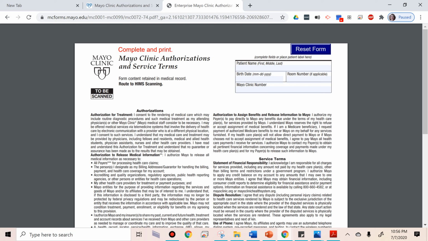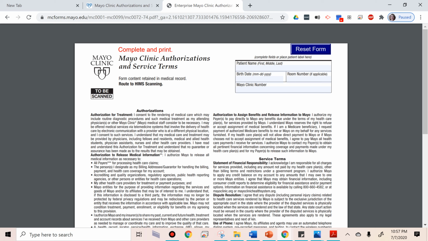But I want to show you what the Mayo Clinic Authorizations and Service Terms is that at least they gave us. And again, we didn't read because it was on a computer and we just signed a black pad. It says authorization for treatment. I consent to the rendering of medical care which may include routine diagnostic procedures and such medical treatment as my attending physicians or other Mayo Clinic medical staff consider to be necessary. I may be offered medical services via telemedicine systems that involve the delivery of healthcare by electronic communication with a provider who is at a different physical location, and I consent to such services.